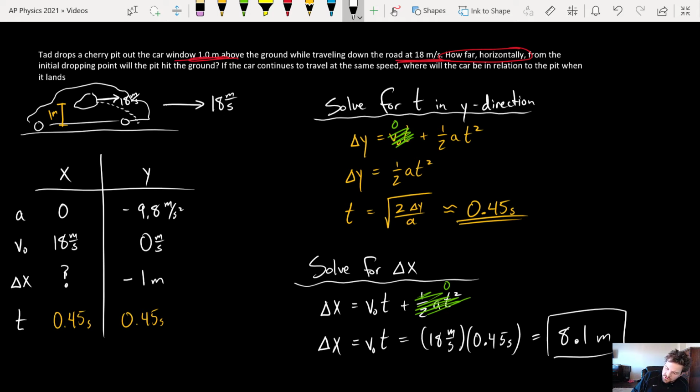And yeah, the last question. If the car continues to travel at that same speed, where will the car be relative to the pit when it lands? Remember, the car is also traveling at 18 meters per second. If we only look at what's going on horizontally, the car is going 18 meters per second, and the cherry pit is going 18 meters per second to the right. So in the same amount of time, they're both going the same speed and will travel the same distance. So the car should be right lined up with the pit still.